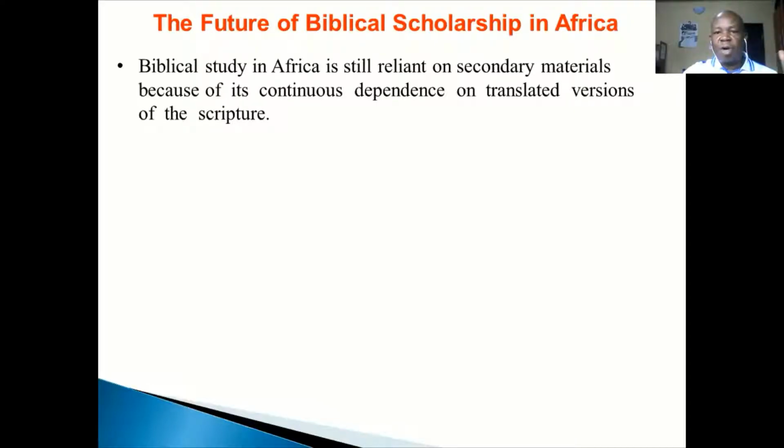All of them, we call them secondary material because this is what somebody else said on a particular scripture or passage. So assuming the person was wrong and you only rely on him, you cannot have anything to fall back on. Meaning whatever error the person has, you perpetuate it. So the future of biblical scholarship in Africa can only happen when more people study biblical Hebrew.